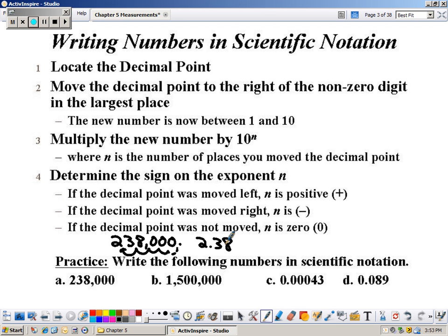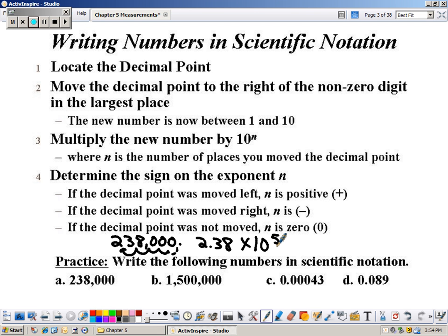Okay, the next step is to multiply the new number by 10 to the n. Times 10, I'll just put an n there for now. Now we have to figure out what n is. It says where n is the number of places you move the decimal point. So I moved the decimal point 5 places, so n is a 5. Now is it positive or negative? Well, we moved it 5 places to the left, and according to our directions, that means that n is going to be positive, so that should be a positive 5. So that's it. We're done converting that one.